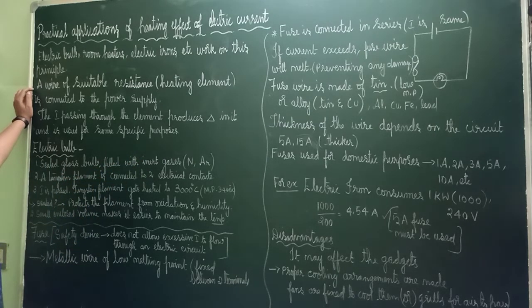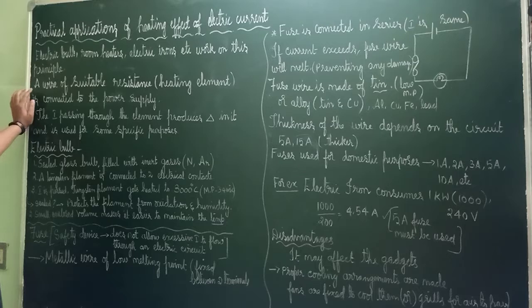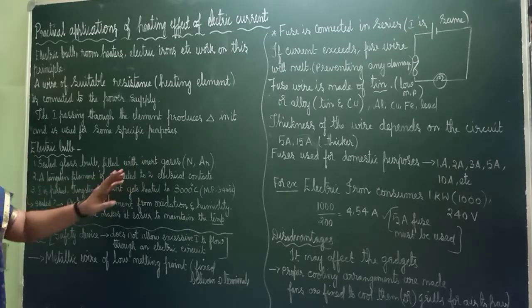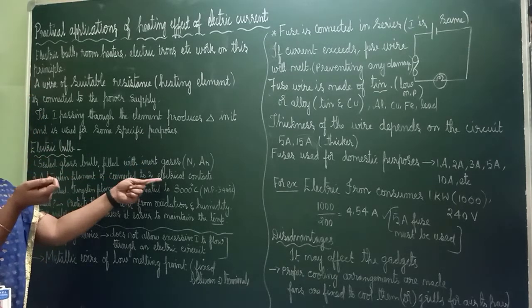So here we'll see some examples, starting with the electric bulb. In an electric bulb, the sealed glass bulb we have seen will be filled with inert gases. Do you know what an inert gas is? We will be studying about inert gases in periodic classification. Inert gases such as nitrogen, argon. We have also studied in the first chapter, when packing chips, nitrogen and argon are used.